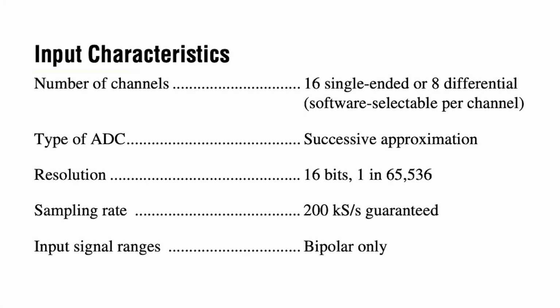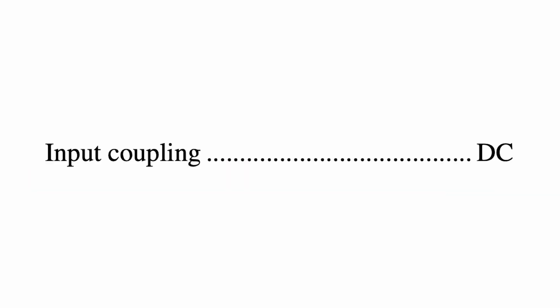This model provides 16 single-ended or 8 differential analog input channels, with 200 kilosamples per second maximum achievable sample rate, 10 volts maximum voltage, negative 10 volts to 10 volts maximum voltage range, negative 20 millivolts to 50 millivolts minimum voltage range, and a 16-bit resolution. The device also has a DC input coupling.